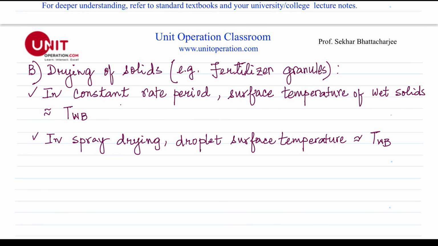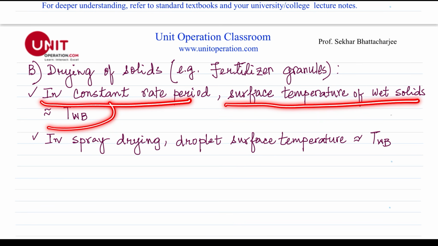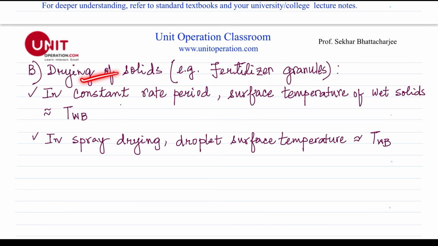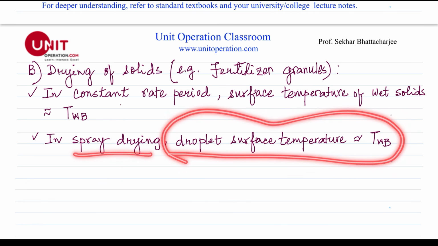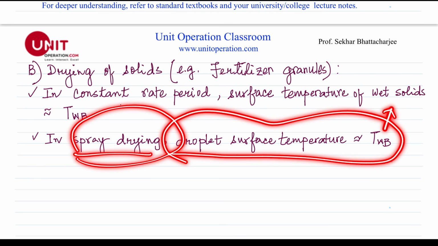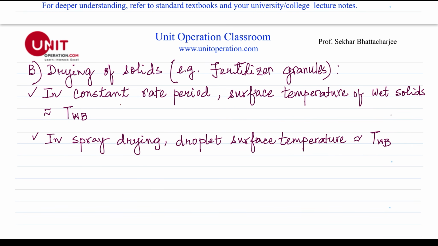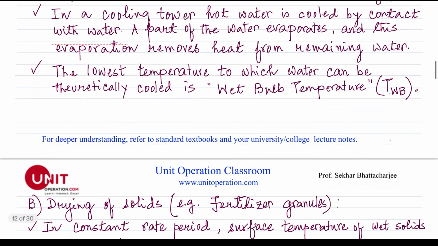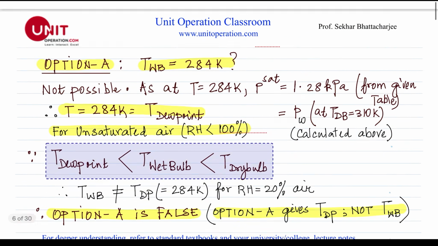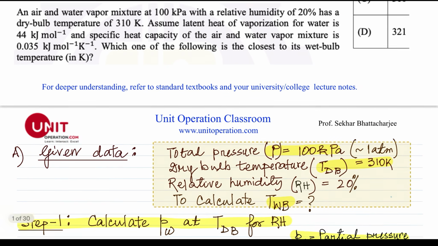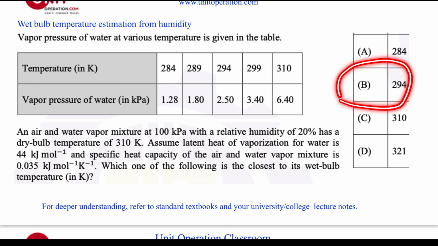Also, in drying of solids, as for example, fertilizer granules, in the constant rate period, the surface temperature of wet solids is the wet bulb temperature. Again, there are a lot of theoretical models based on wet bulb temperatures for how to dry the solids. In spray drying, the droplet surface temperature can also be assumed to be the wet bulb temperature, and spray dryers are extensively used in different process units. So this is a kind of long answer for this problem. Anyway, the final correct option is option B, which is 294 Kelvin.